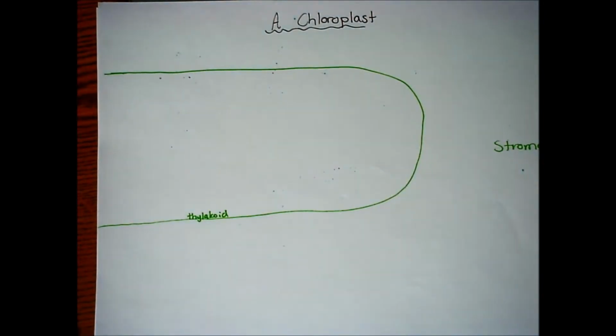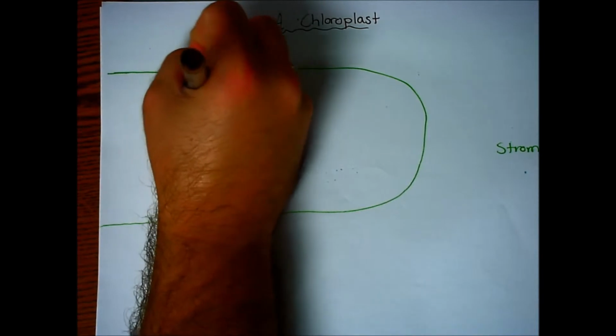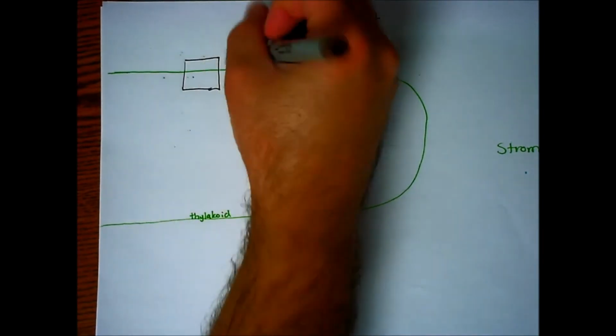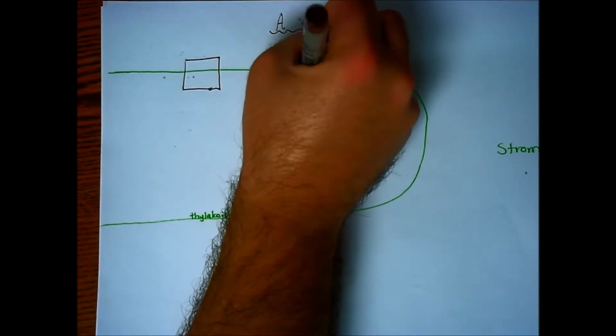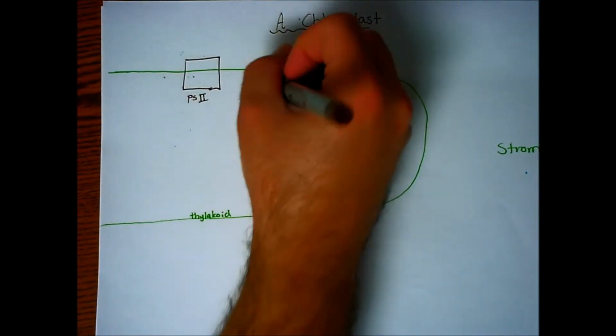Okay, so let's start off with something called a photosystem. There are two photosystems that you have to know. Photosystem 2 and photosystem 1. Photosystem 2 occurs before photosystem 1.